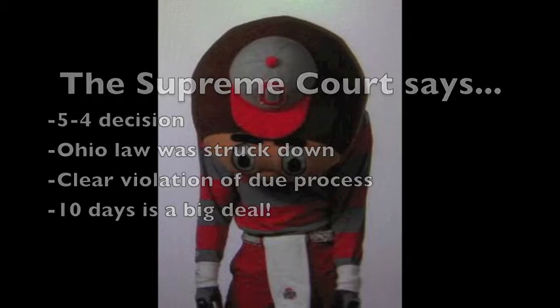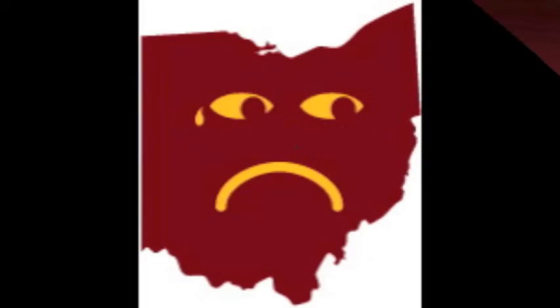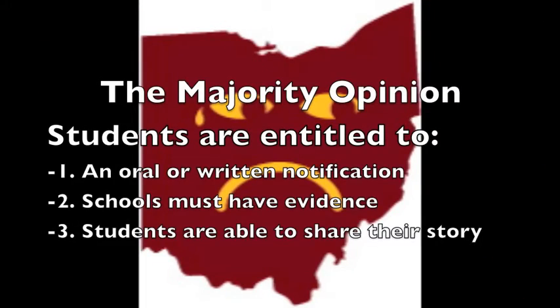The majority of the Supreme Court said that all students are entitled to an oral or written notification of a suspension. Schools must also provide evidence in case a student makes an appeal. That evidence must be enough to incriminate the students. Students are allowed to voice their side of the story in defense.